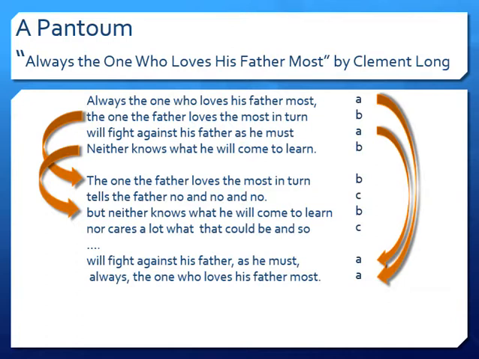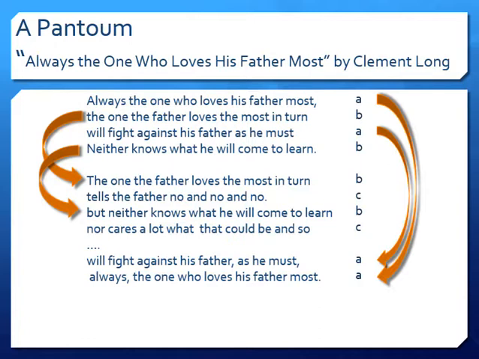Using this example by Clement Long, the repeating lines in the following stanzas are refrains, just as in a rondo. The lines 2 and 4 in the first quatrain repeat in lines 1 and 3 in the second quatrain, shown by the arrows. The same pattern of repeating lines occurs again between every 2 quatrains.